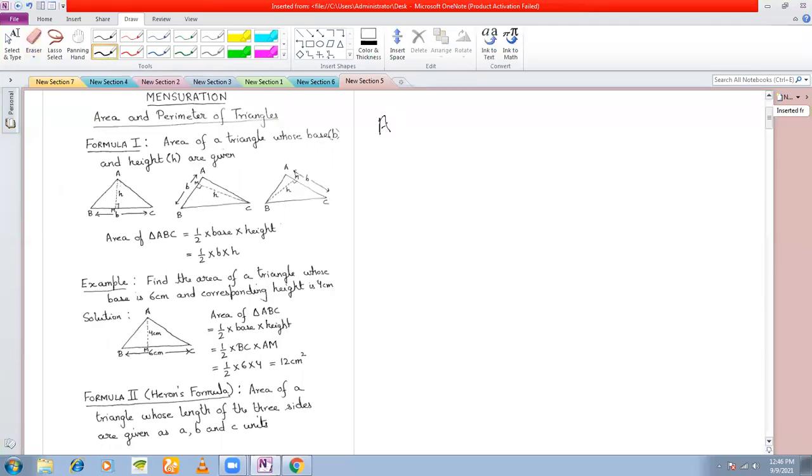The area of this triangle, area of any triangle, is equal to half into base into height. This is the fundamental formula. For any triangle, this will work. If you know the base of the triangle and if you know the height of the triangle, you can find out the area of the triangle.